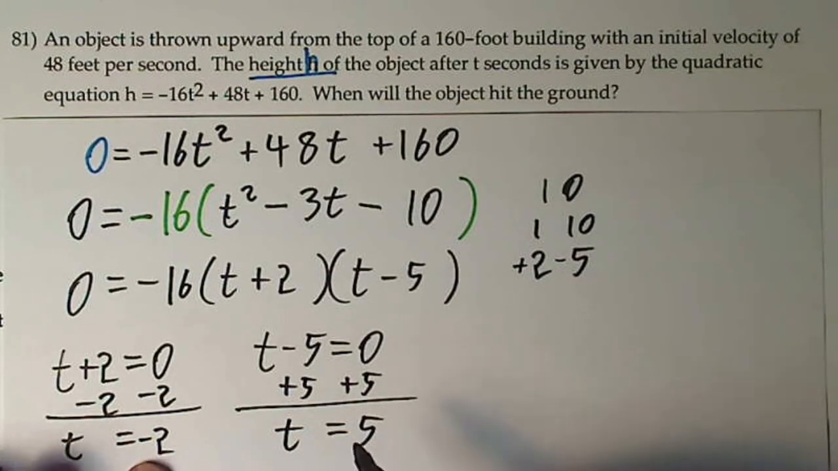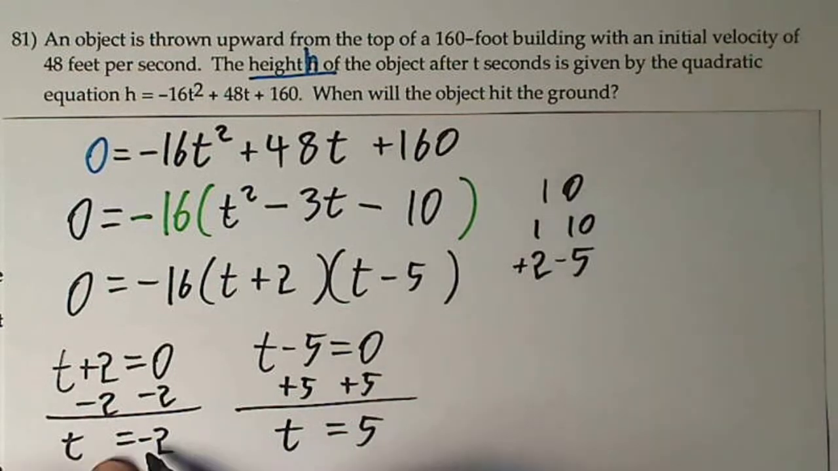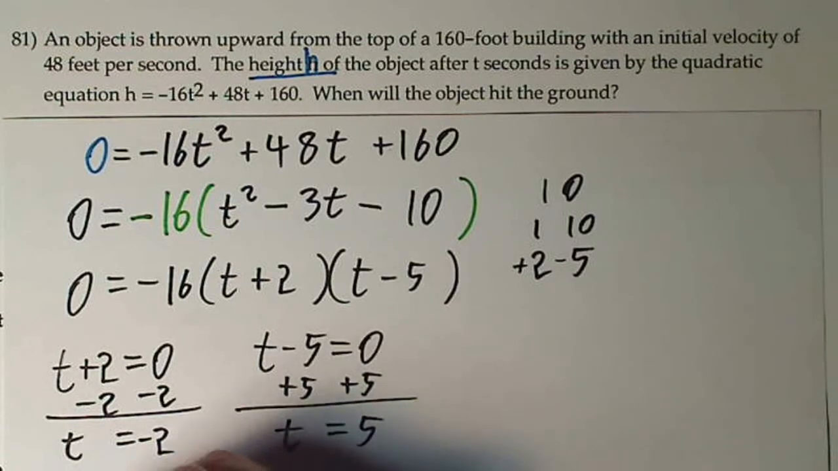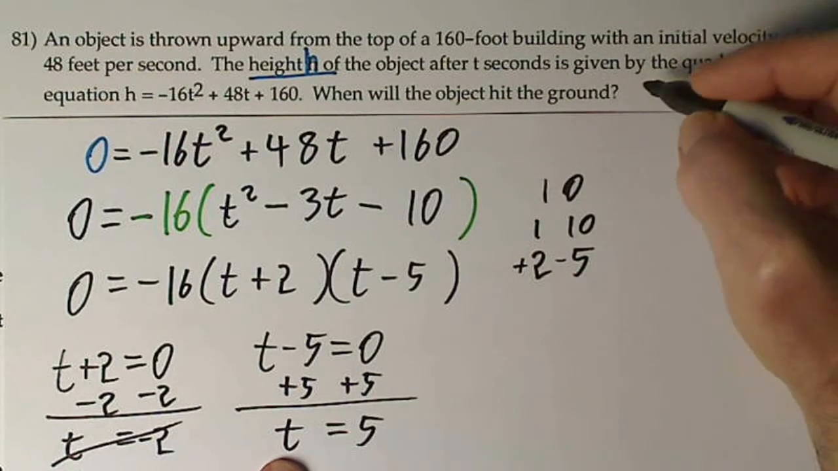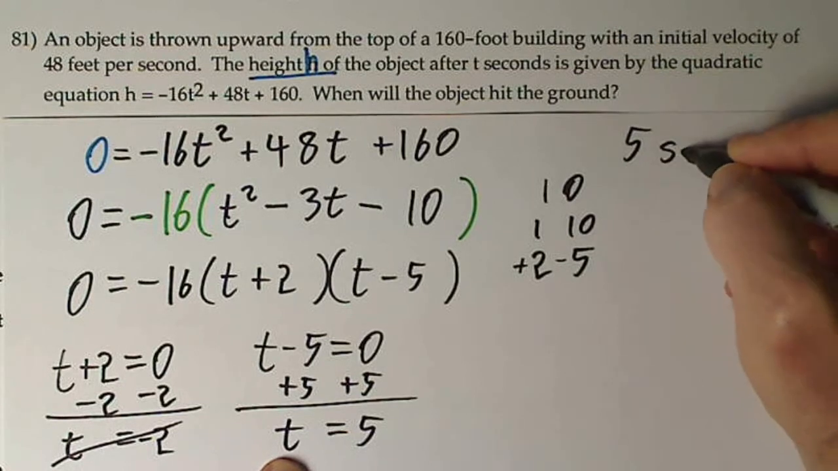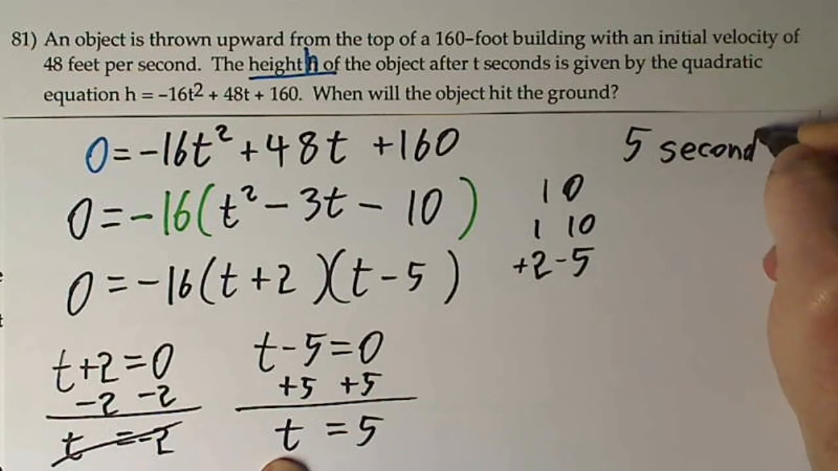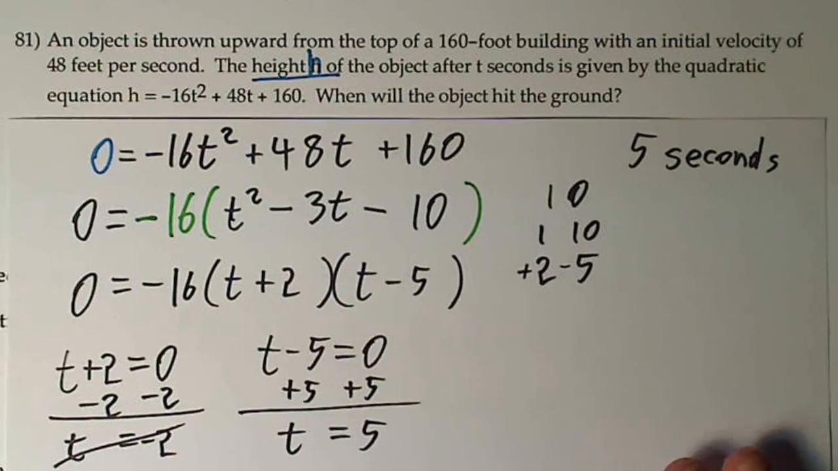And t is time, okay? They want to know, when will the object hit the ground? Well, it can't happen in negative time. So you toss that answer and you keep this one. When will the object hit the ground? It will be 5 seconds. Okay, so that's 81. We'll take a look at 84.